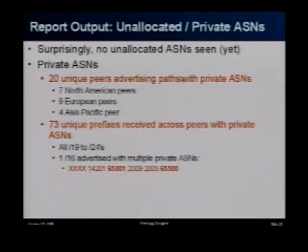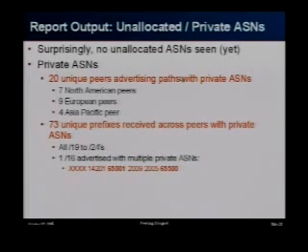A few observations about unallocated/private ASNs. Like I said, we didn't find any unallocated ASNs in our analysis. We found a few cases of private ASNs. For example, we found about 20 unique peers advertising paths with private ASNs. And again, here we see a reasonably wide geographic span: 7 North American peers, 9 European peers, 4 Asia Pac peers.